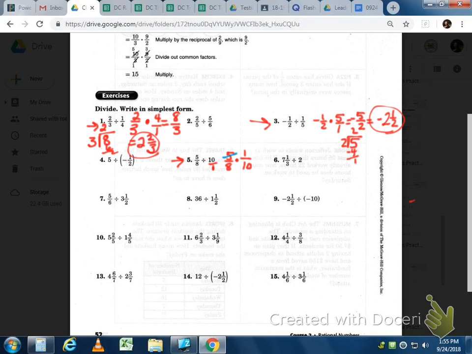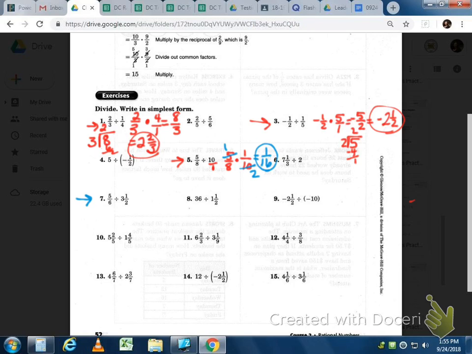The 5 and 10 become a what? 1, and the 10 becomes 2. And multiply straight across. 1 over 16. Good job. Okay, let's look at number 7.